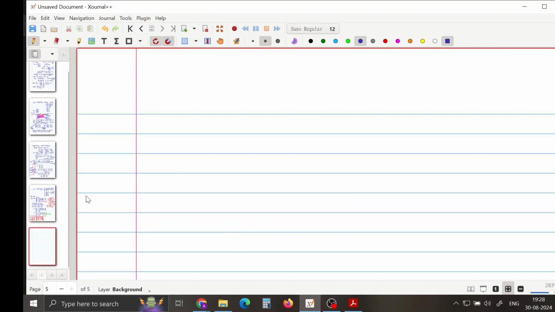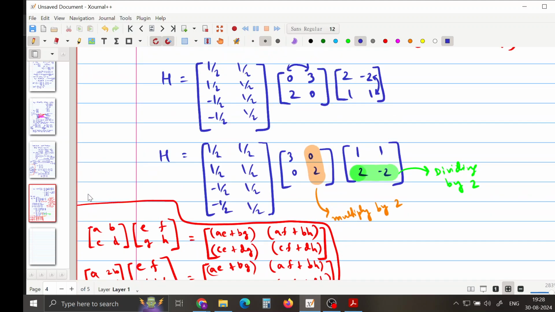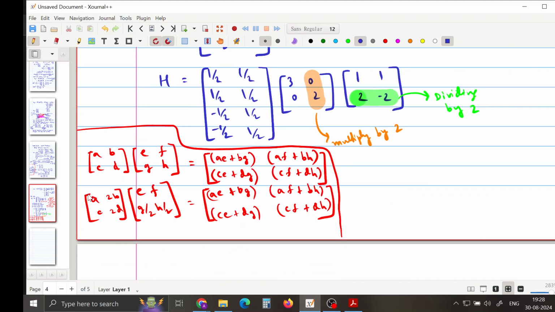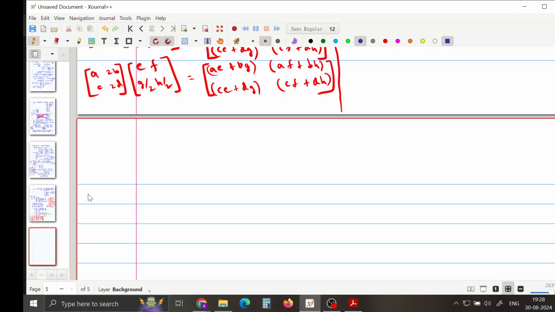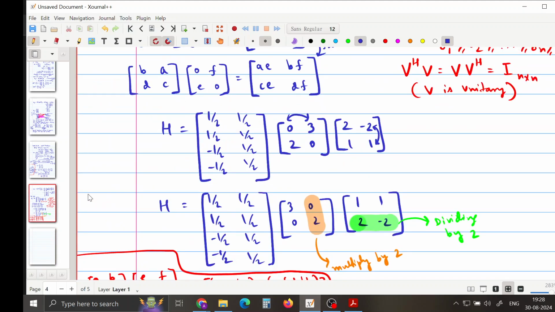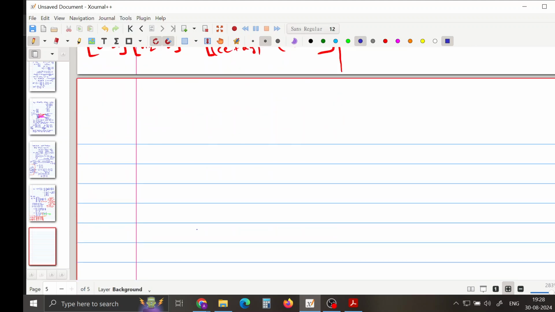I mean this is something I did, you need not do it. Ultimately your goal is to arrive at that U sigma V Hermitian form. It doesn't matter which sequence of steps you follow, but they must be valid, mathematically correct. So once you do that, what do you get?